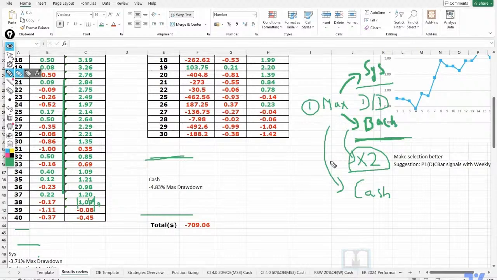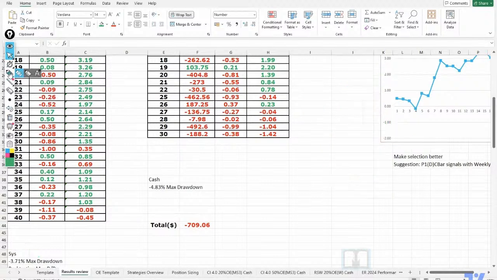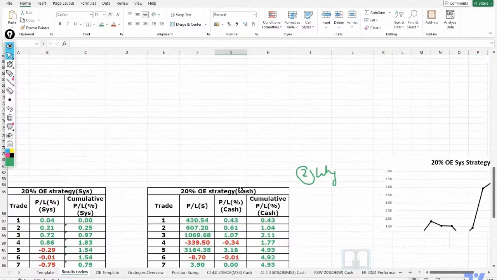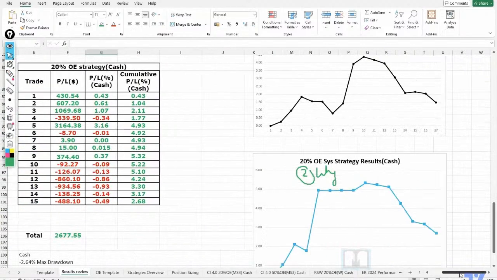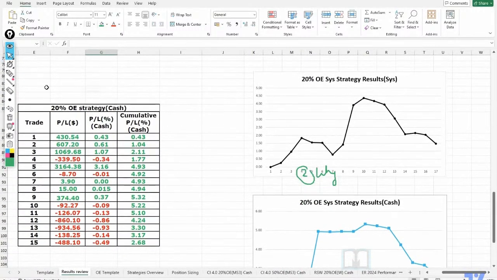Now the other thing which I've written in the notes over here, the next question would be, hang on a minute. You've got all the maximum drawdowns and everything, but then the next question naturally will be, why are we getting such an equity curve? Now on the 20% OE, what we are getting over here is this equity curve, and I use the system as the reference. So over here, what we got here is this over here.